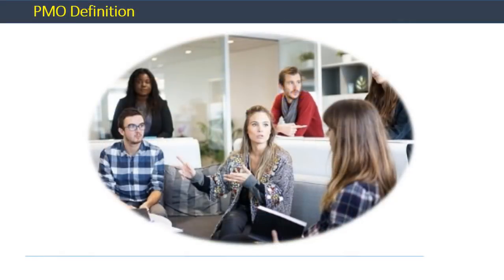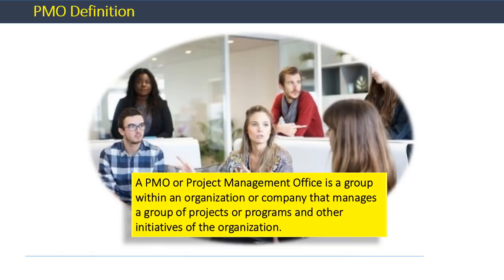So let's get started. First, let's revisit the definition of a PMO. A PMO or Project Management Office is a group within an organization or company that manages a group of projects or programs and other initiatives of the organization. PMO can refer to a project management office if it only manages projects, or it can also mean a program management office if the PMO scope is large to accommodate programs as well.